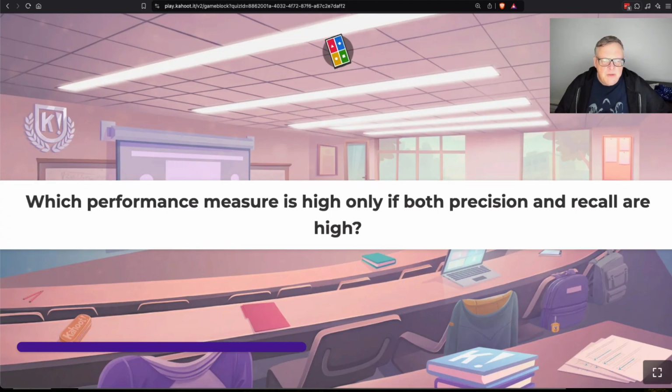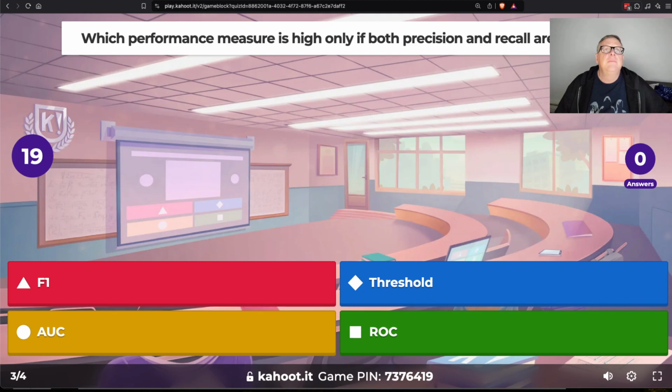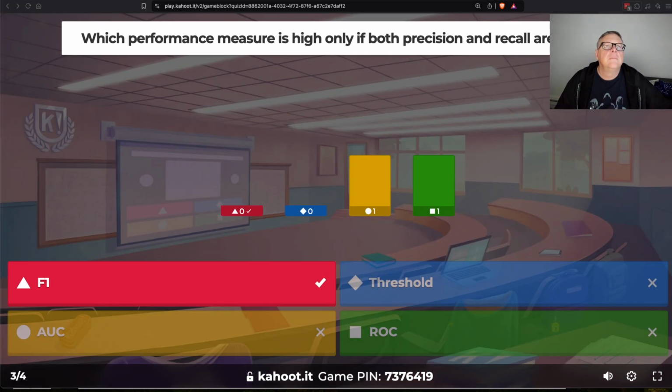All right, which performance measure is high only if both precision and recall are high? All right, and that's the F1 number. That's the point that combines those two.